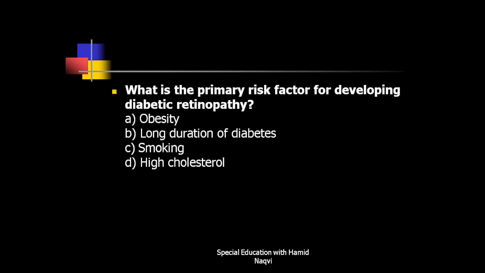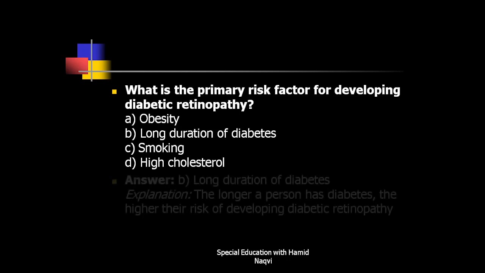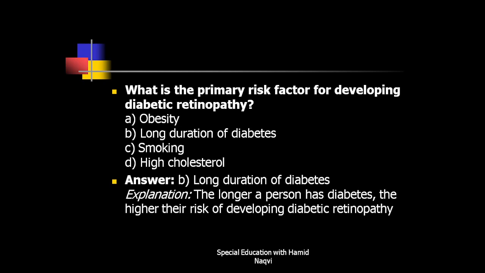Next is, what is the primary risk factor for developing diabetic retinopathy? Obesity, long duration of diabetes, smoking, high cholesterol. Answer is long duration of diabetes. The longer a person has diabetes, the higher their risk of developing diabetic retinopathy.